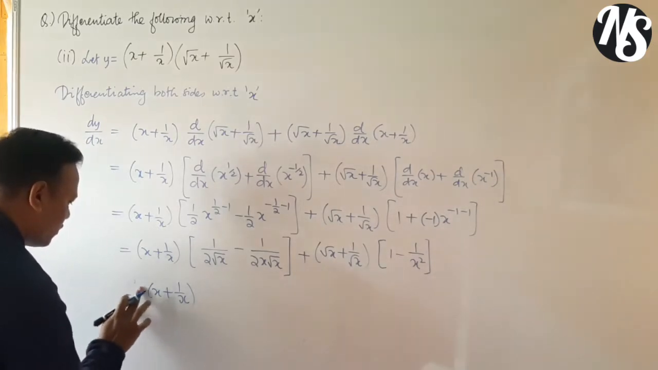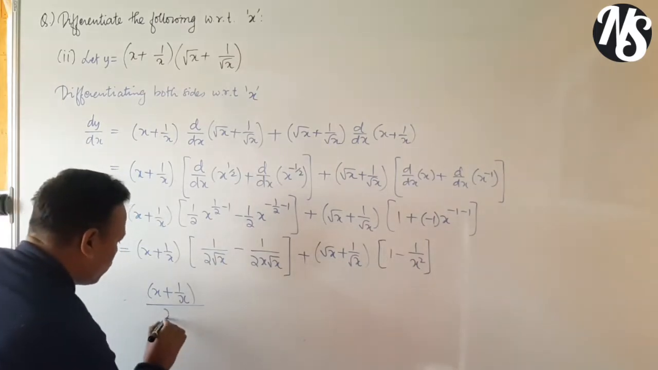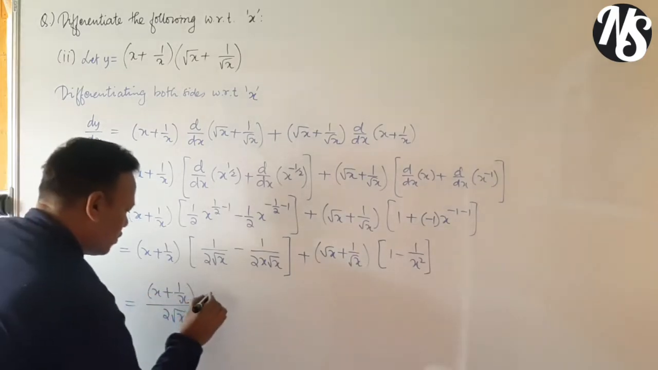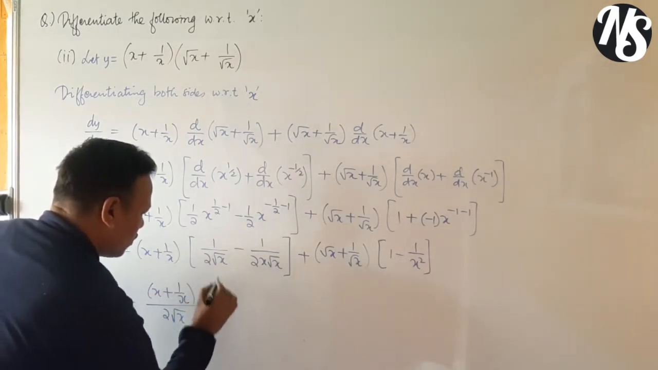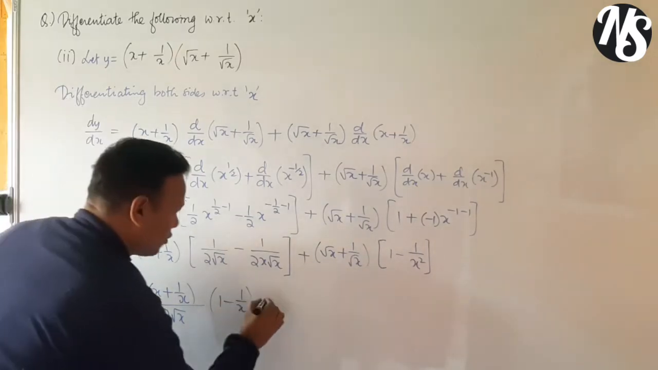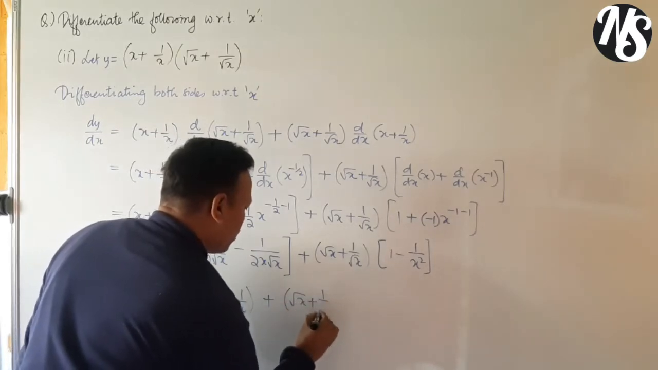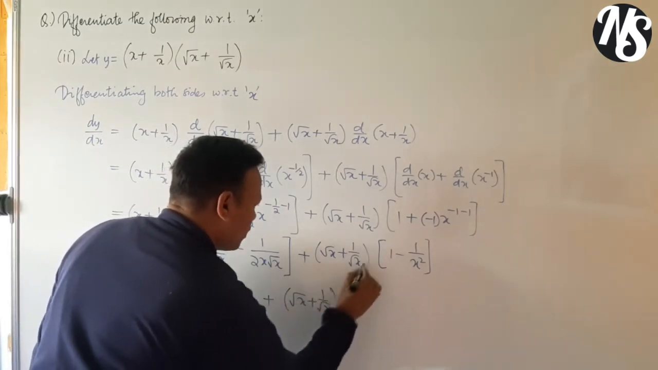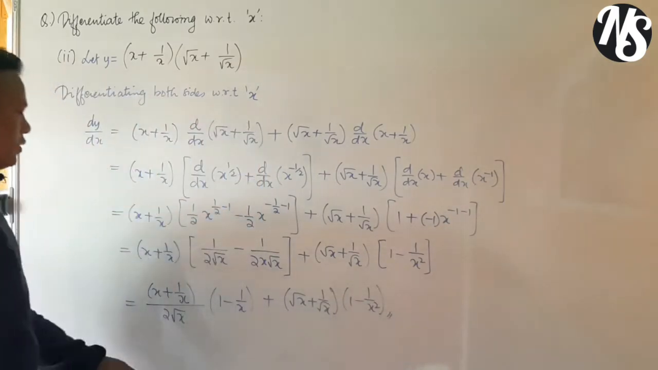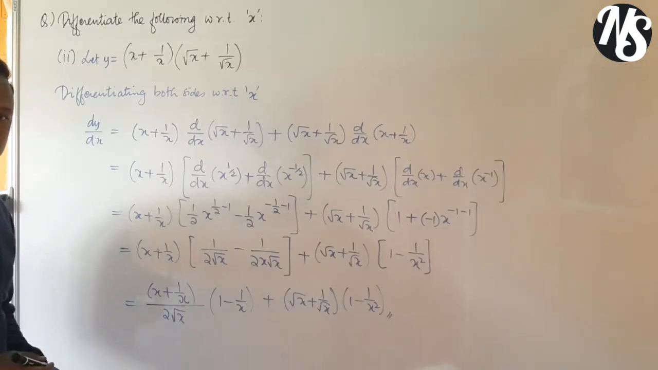Okay, so instead of that, you can do one thing. Keep 2 root x here, so here 1 will be left, and here you will get this much. Plus, similarly this becomes root x plus 1 by root x, so this is 1 minus 1 by x square. So this will be my answer for this particular question. So pause the video and note it down.